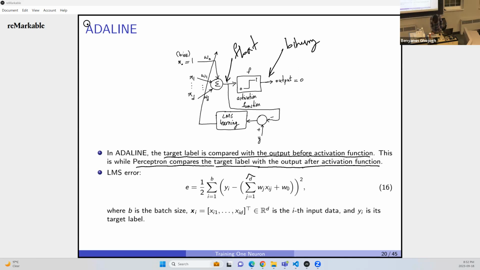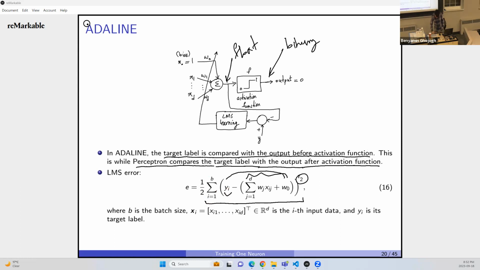Okay, so I have this summation. I don't feed it to the activation function right now for this, right? By the way, for test, finally, for saying whether this point is in class 1 or class 2, 0 or 1, I have the activation function, but I don't use it for training. Okay, you get it? So I have this, and I compare it with the yi, and this is the error. I square it, and then I sum over the batch. This is mean squared error, right?